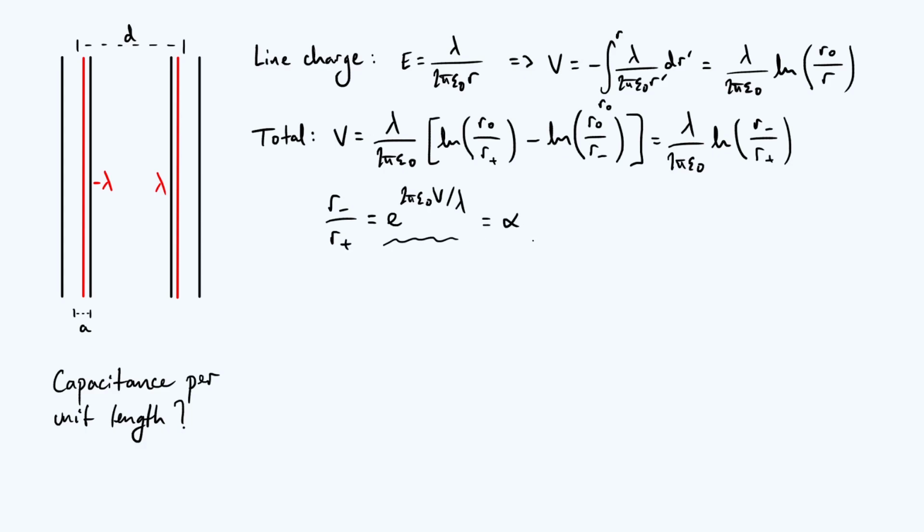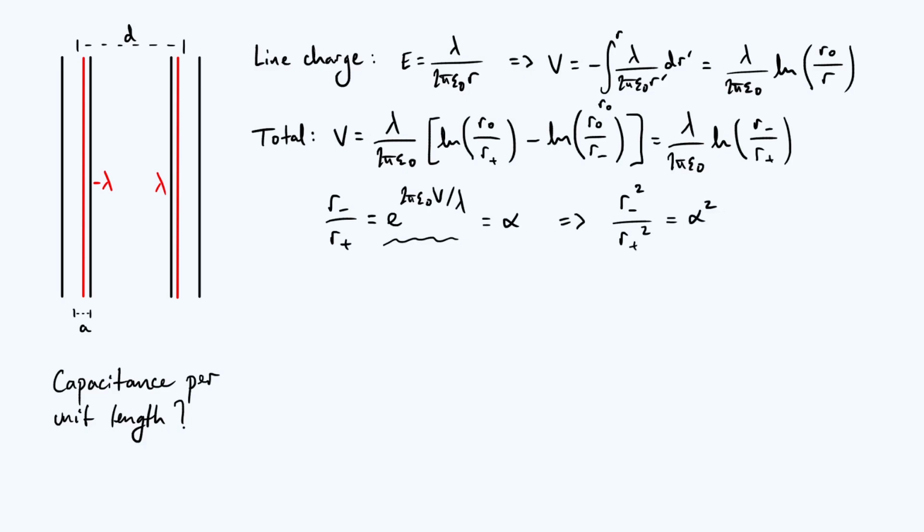Now, for convenience, I'm going to define this exponentiated quantity as alpha. It's a dimensionless parameter. It's going to pop up a lot in our subsequent working, so we may as well give it a nice easy symbol. And because it's usually easier to work with squared distances than distances themselves, thanks to Pythagoras, we can write this as r minus squared divided by r plus squared is equal to alpha squared.